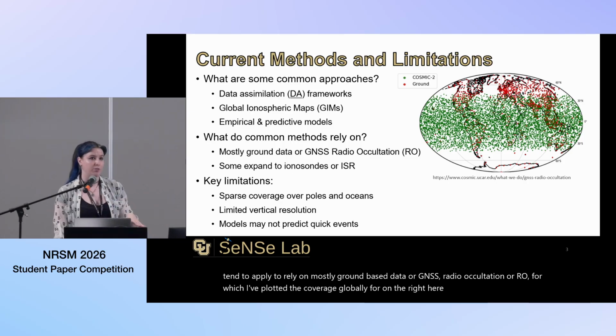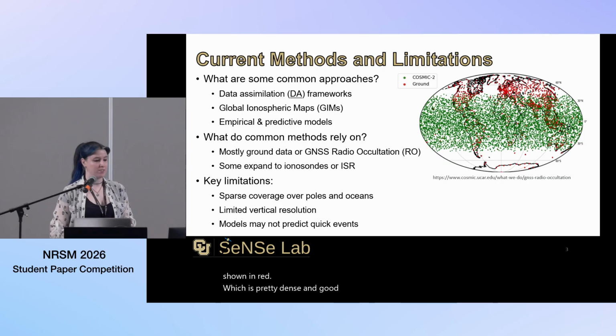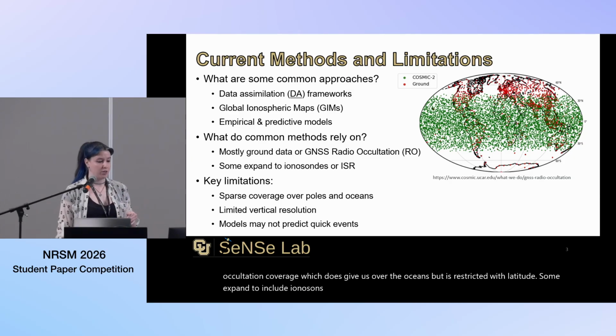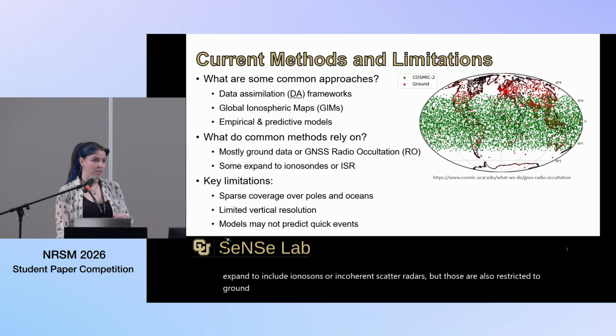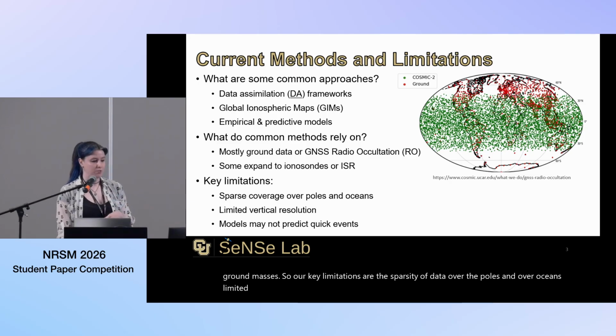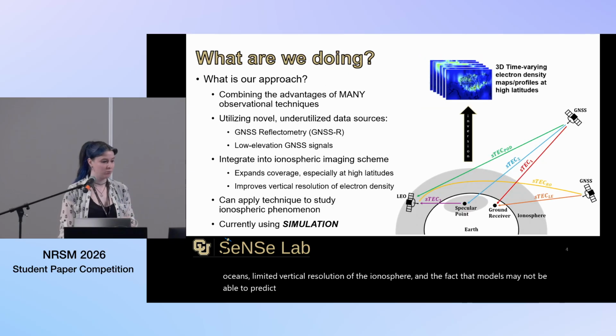We have ground coverage shown in red, which is pretty dense and good, but restricted to land masses, and the COSMIC-2 radio occultation coverage, which does give us coverage over the oceans, but is restricted with latitude. Some expand to include ionosondes or incoherent scatter radars, but those are also restricted to land masses. So our key limitations are the sparsity of data over the poles and over oceans, limited vertical resolution of the ionosphere, and the fact that models may not be able to predict these little events.